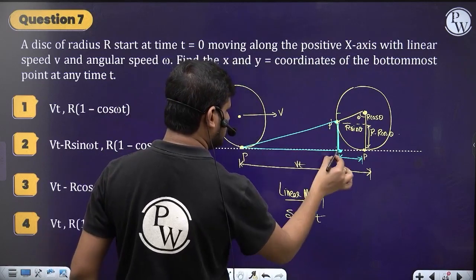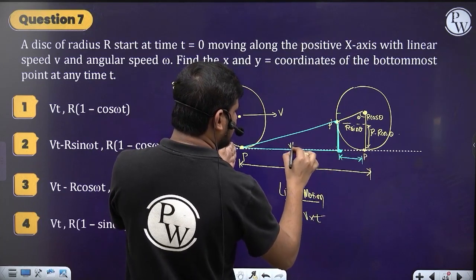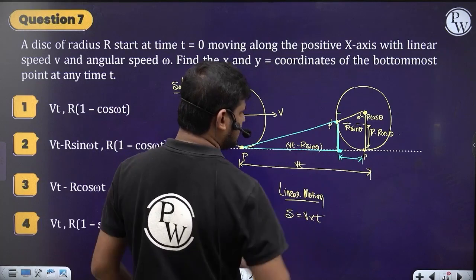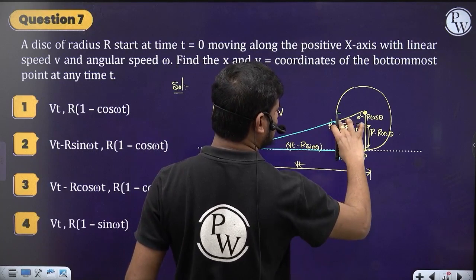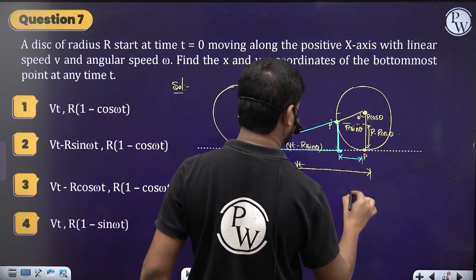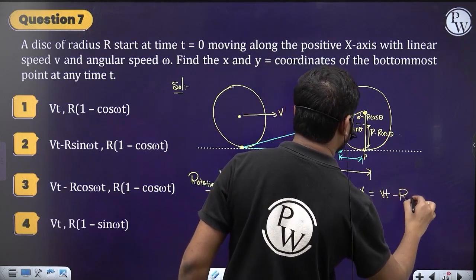From here to here, total Vt, you subtract r sin theta. This will be Vt minus r sin theta. Yes, this is the x. And what will be the y? What is this total distance? So the total is r minus this r cos theta. So the x component is Vt minus r sin theta.